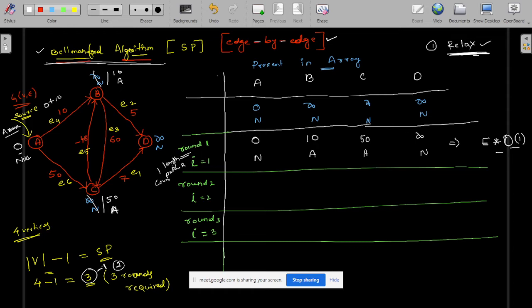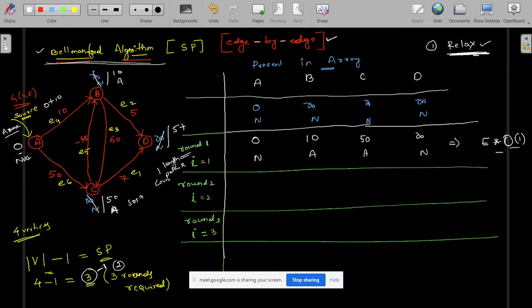Now round 2, please go to round 2. Round 1 is already over. Take edge E1. Everyone see here, edge E1 is there, yes or not? So we are going from C to D. What is the path? C to D. What is the value? C value is 50 from A. 50 plus 7, what value are you going to get? Instead of infinite, you will get the value 57.